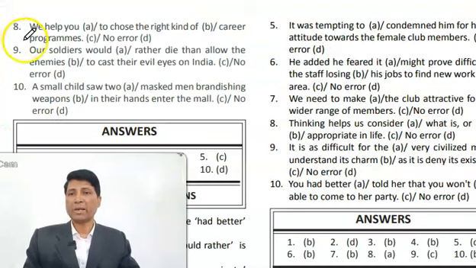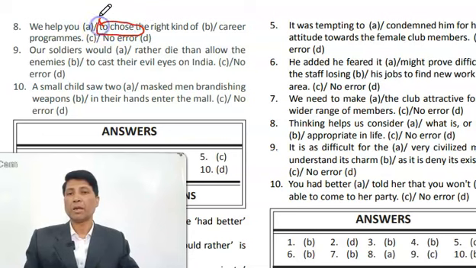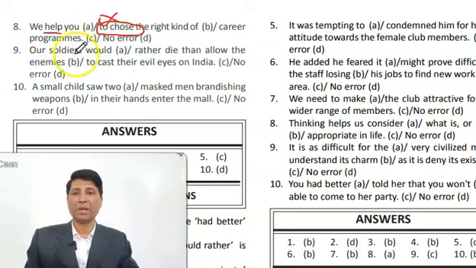Look at question number 8 now. We help you to choose the right kind of career programs. Full stop, no error D. This to choose that you can see here is wrong. Now why is it wrong? Because the verb help is followed by a bare infinitive. So it should be choose.